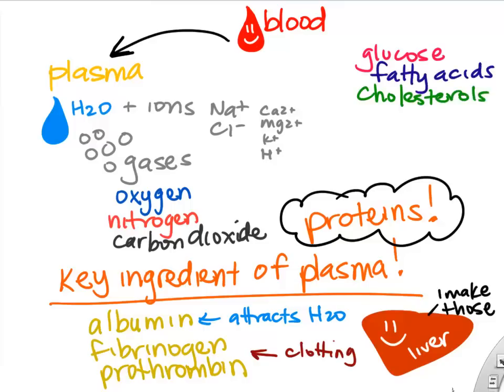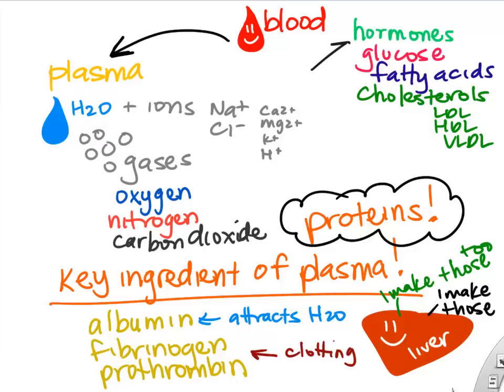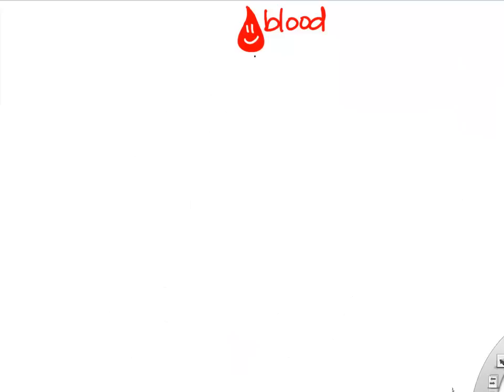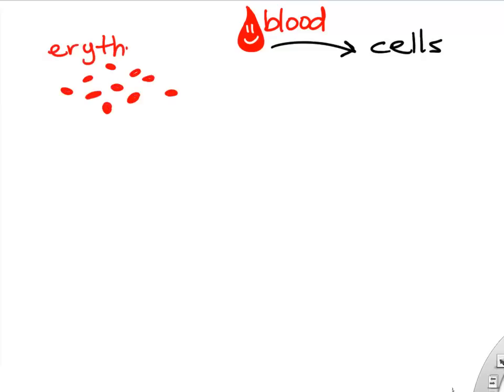We have lots of nutrients like glucose, fatty acids, and cholesterol floating around in our blood, and again the liver helps make that cholesterol and even some of the glucose that we find in our blood. We also have hormones in our blood, dissolved in the plasma or bound to plasma proteins, and we've learned some hormones already this year. Okay, we also have cells in our blood.